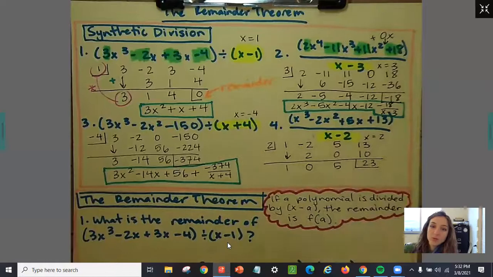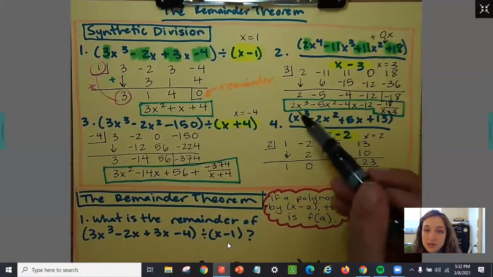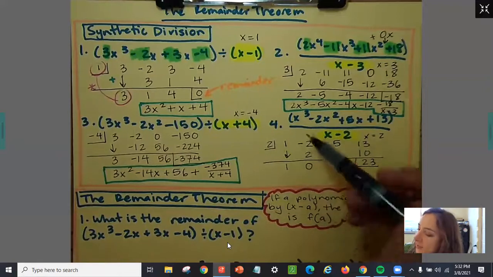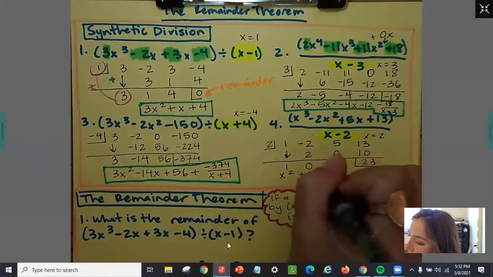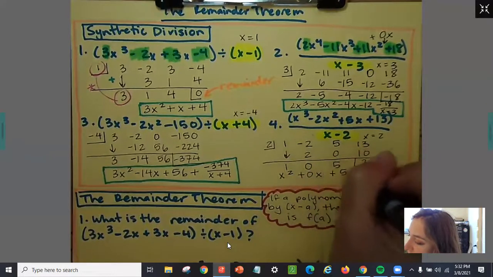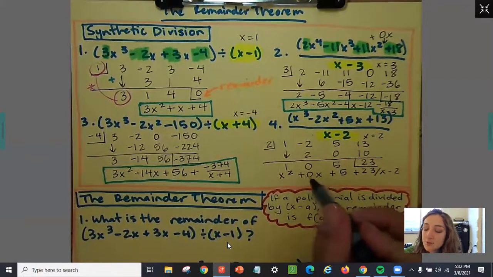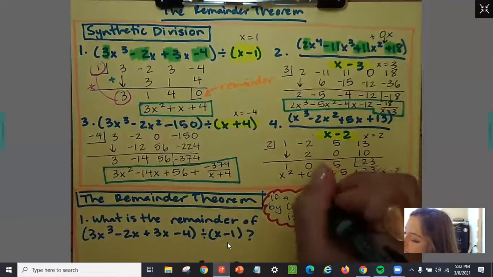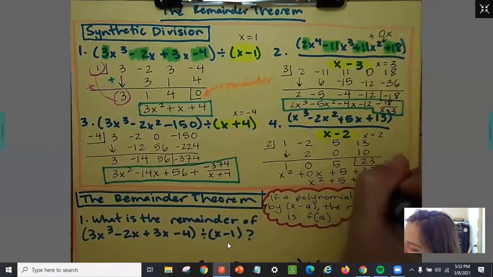So we have, it was x to the third, but we're dividing out one of them, so we're going to start with x squared. So this is going to be 1x squared, which you can just write as x squared, plus 0x, plus 5, and then plus 23 over x minus 2. But we can rewrite this because 0x is really just nothing. So it's going to be x squared plus 5 plus 23 over x minus 2.